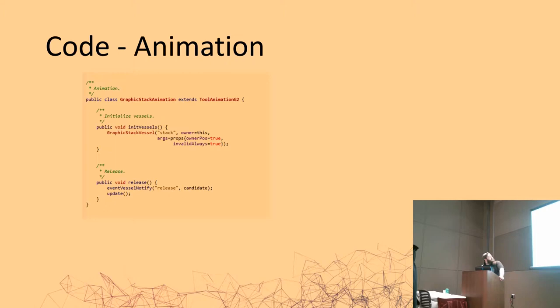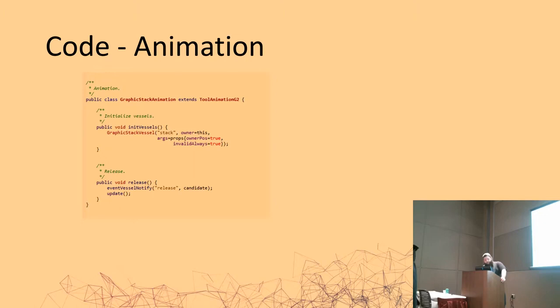It's very verbose, very expansive, very nice. So I create a single vessel here. This is my graphic stack vessel. It lives here. I have a couple of props that I modify there. You can always use the owner position, being the animation's position, and have it always validate. And then on release, I just say, hey, vessels, I'm releasing. I'm passing in my candidate here. If you want to do something with it, go ahead. And update. That's it. That's all my animation does.